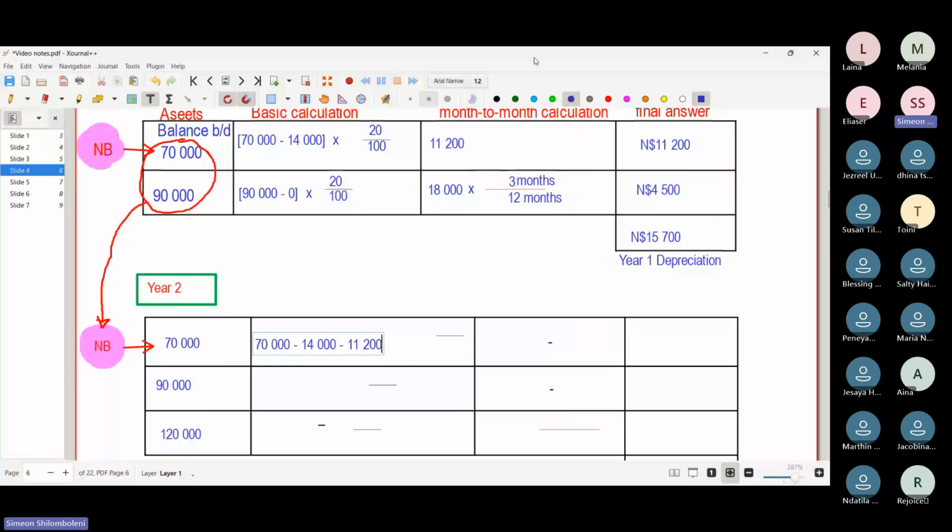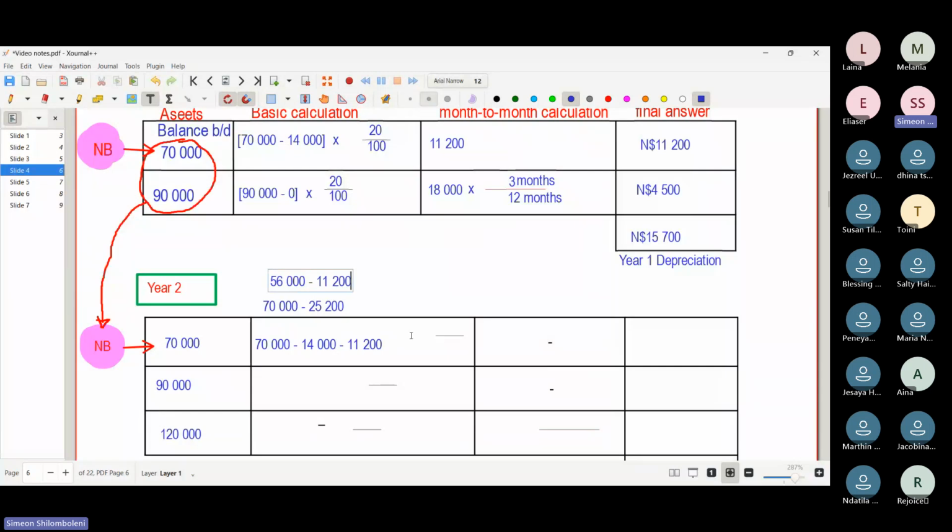Some people will make it 70,000 minus the total of these two. And the total of that two will be 14,000 plus 112. Some people will make it as 70,000 minus 25,200. It's also okay. Some people will make it as 70,000 minus this. I think you get 54,56 minus 11,200. Whatever way that you do it.